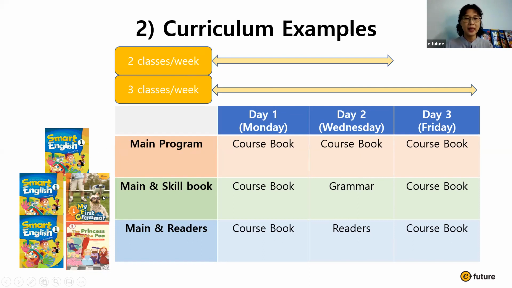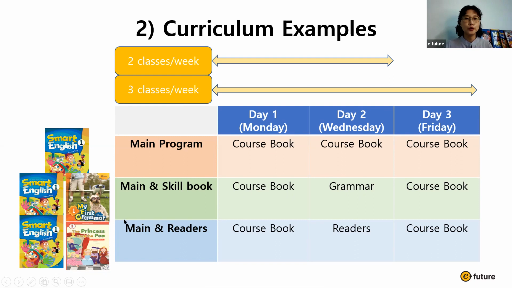So let's say you want to do more grammar. Then you can do a course book and a grammar book. If you are teaching 2 classes per week, then you can do the course book in day 1, and then in day 2, you do grammar. If you teach 3 classes per week, then you can do course book, grammar, and course book. You can alternate.